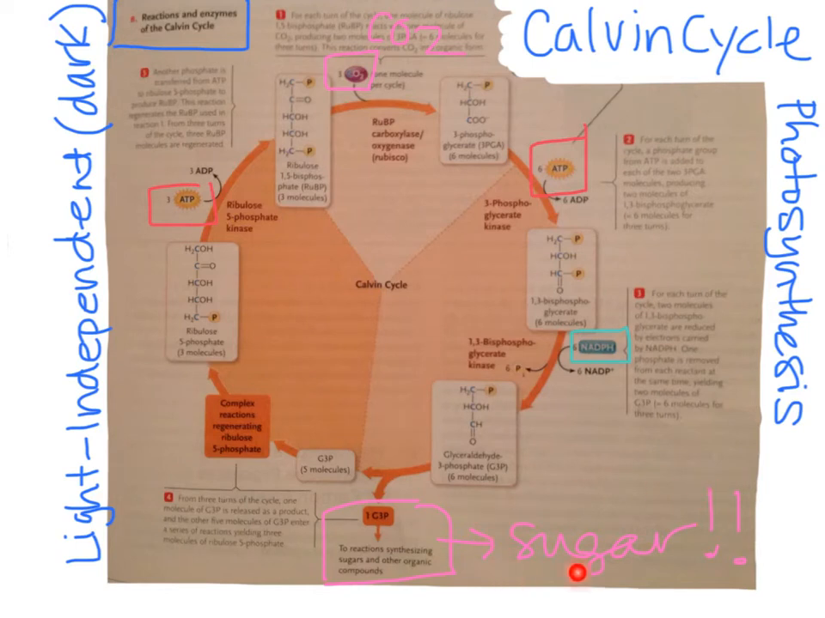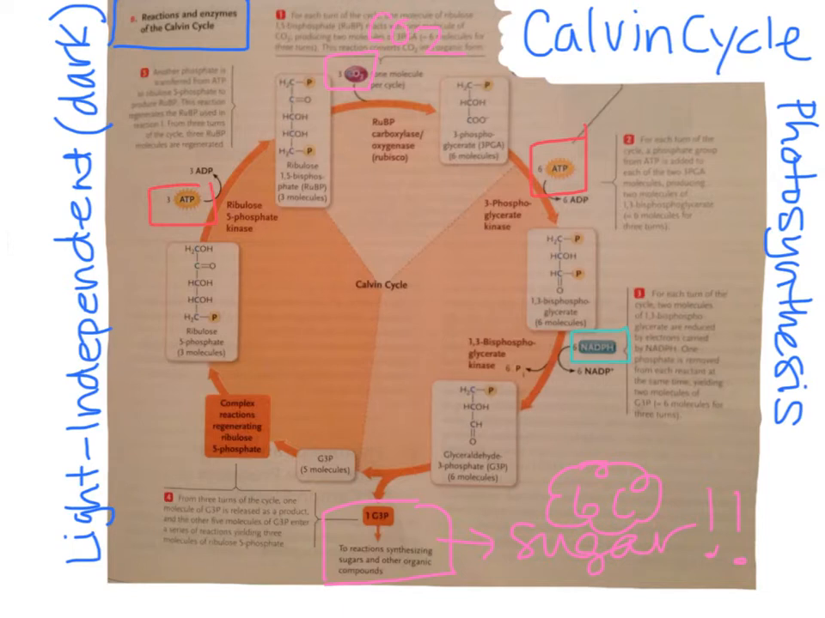How do we make sugar? What do we need for sugar? Sugar is what? A 6-carbon molecule, right? So what do we need? We need some carbons. Here we go. Here's carbon dioxide coming right in. Gives us some carbon and some oxygens.